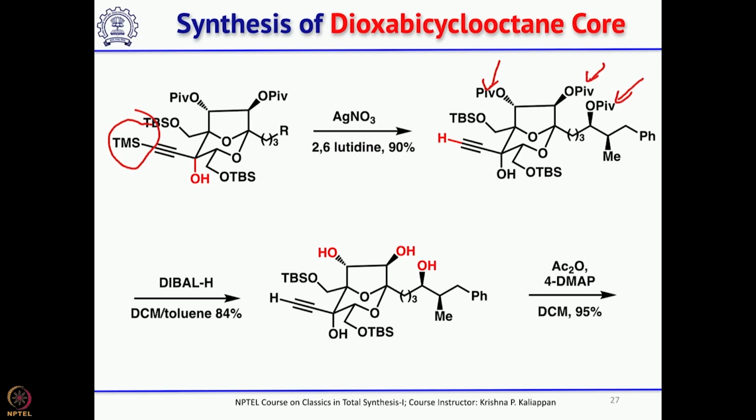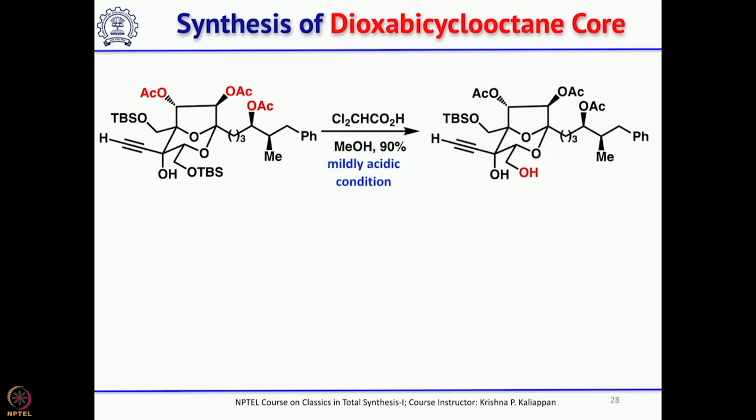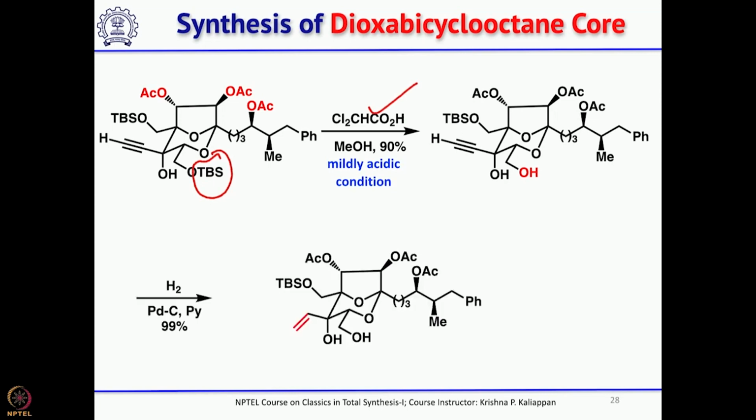Then treatment with acetic anhydride and 4-dimethylaminopyridine gave the triacetate. TBS was removed and then reprotected as triacetate. So now you don't need this TBS group. There are 2 TBS groups. This particular TBS, which is less hindered compared to the other one, was removed by treating with dichloroacetic acid. So that primary alcohol, as you can see here, you have the primary alcohol and the triple bond.